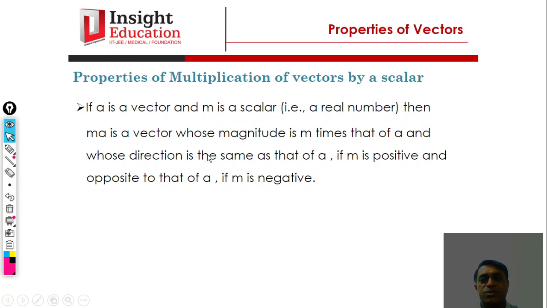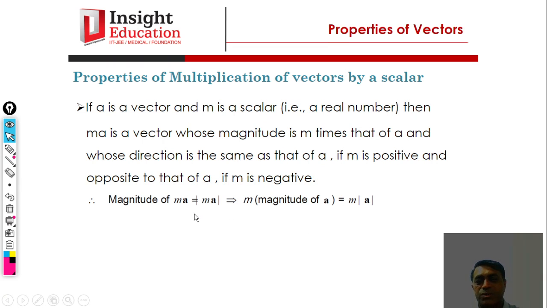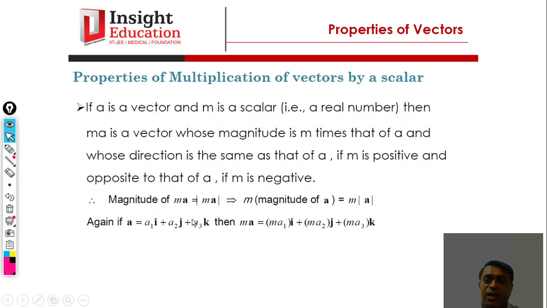So ma has the same direction as A if m is positive, and opposite to that of A if m is negative. The magnitude of ma is the magnitude of A times the scalar m. Suppose vector A, multiplying it by m means multiplying each and every component, so ma1, ma2, which means its magnitude scales in all directions. So m(-a), or -ma, are all the same: -m(-a) is ma.